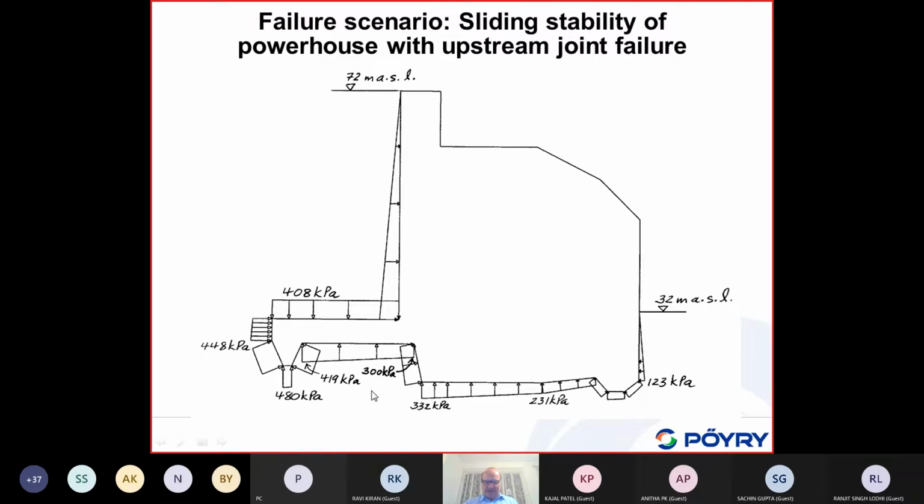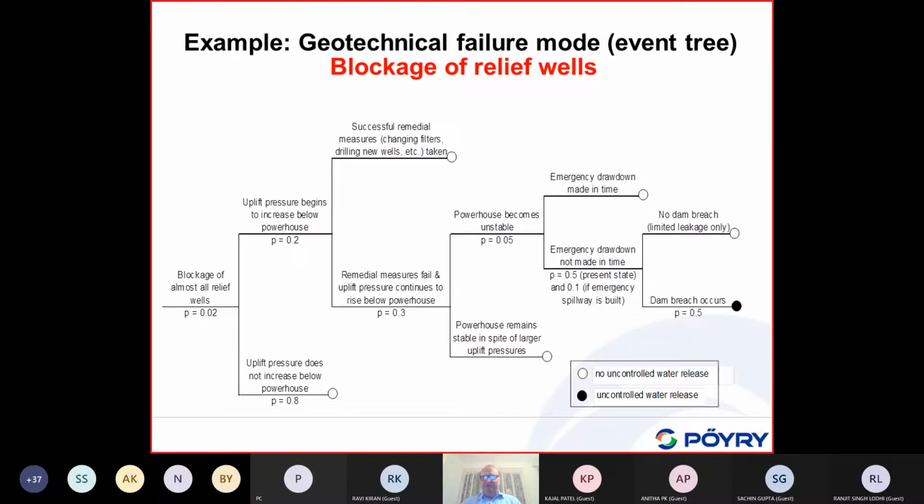And I've said here we need the effect of the relief wells in order to control this artesian uplift. And if this artesian uplift is not controlled, the uplift pressure increases, so it reduces the sliding stability in the downstream region. So that is just the kind of load assumptions which have been made for the static stability analysis.